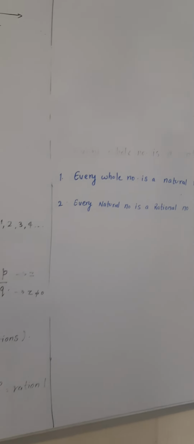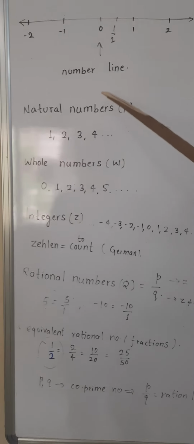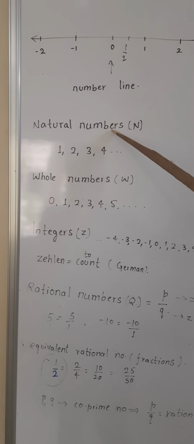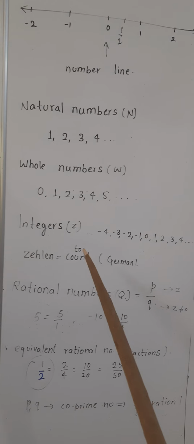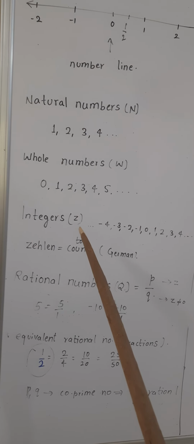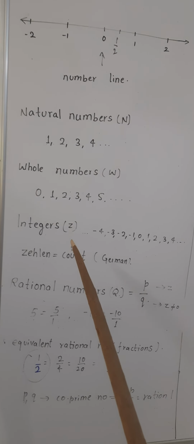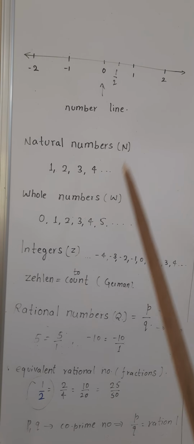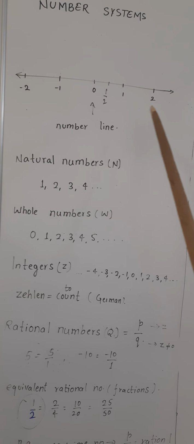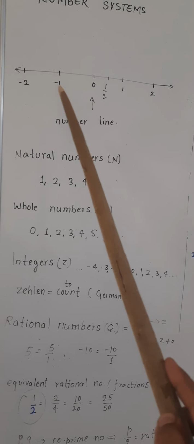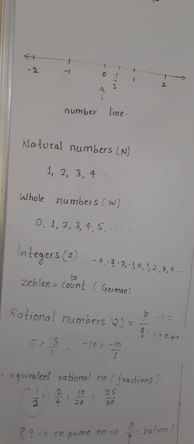Okay, now after knowing the natural numbers and whole numbers, the next one is integers. When we say integers, we explore both sides of the number line, the positive side as well as the negative side, including 0.